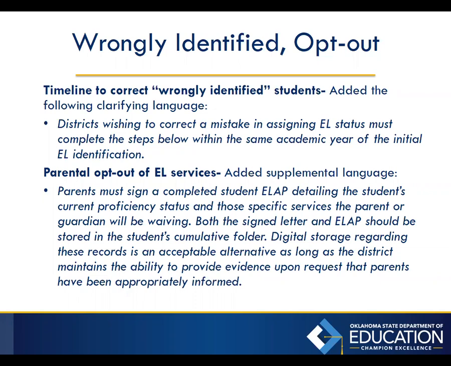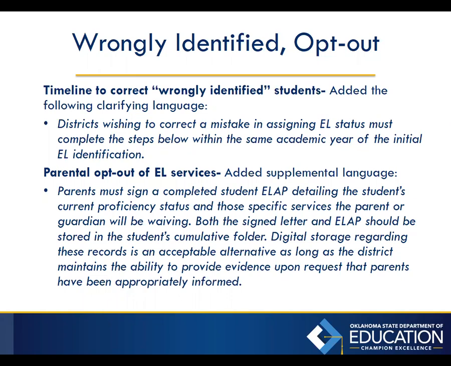within the same academic year of the initial EL identification. So, excuse me, if a student is wrongly identified, basically you have within that academic year to figure that out and move that student out of EL status by doing the steps that we did have listed in the former FAQ or the current FAQ.